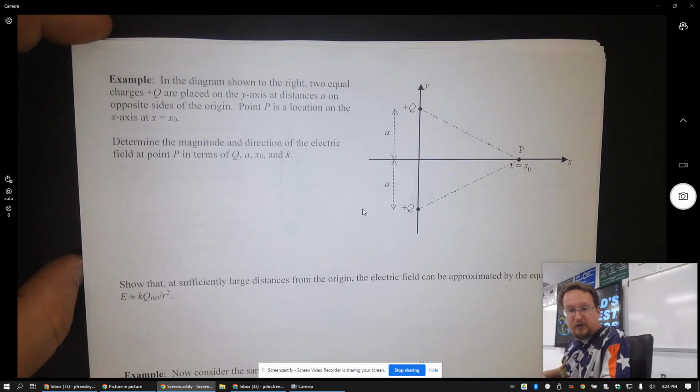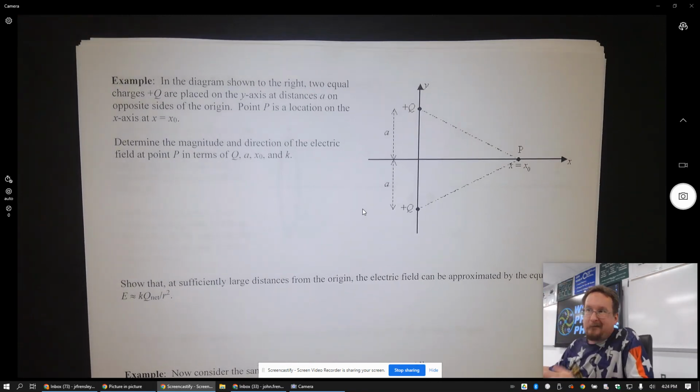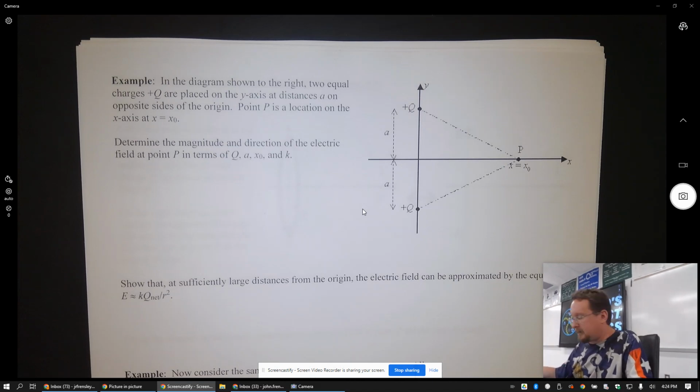This time I'm going to talk to you a little bit about how I teach taking integrals in order to find electric or magnetic fields. This is a Physics C, electricity and magnetism, calculus-based electricity and magnetism topic.